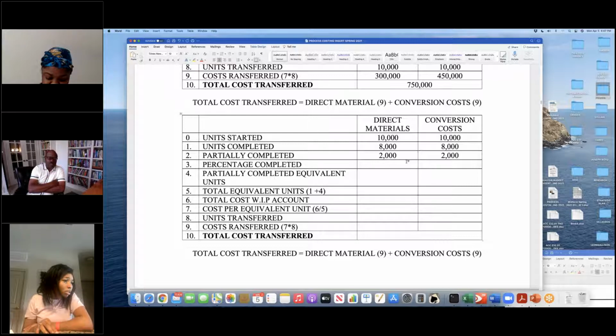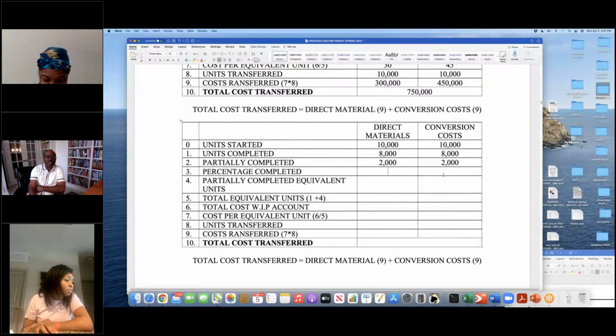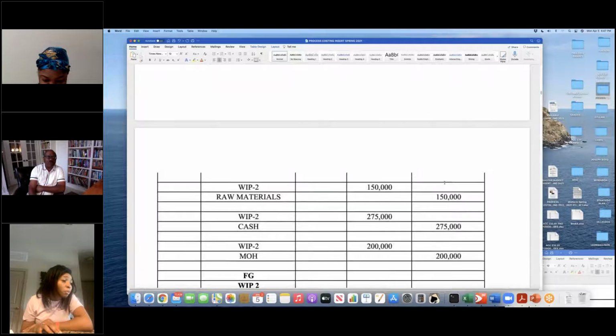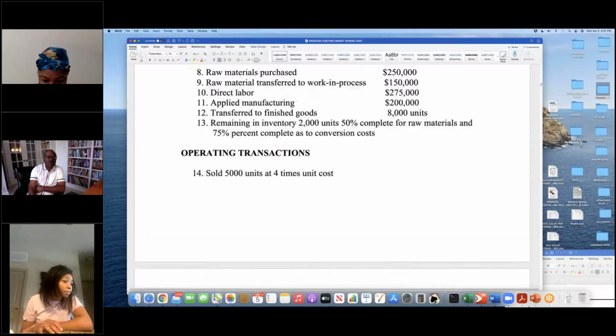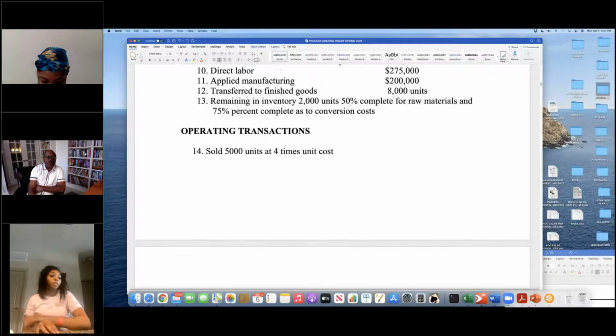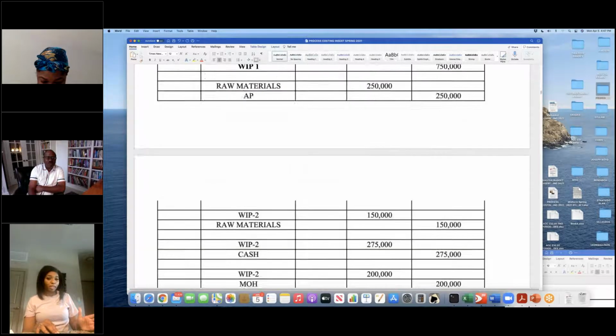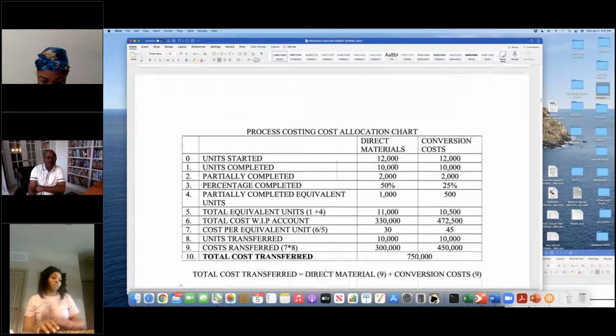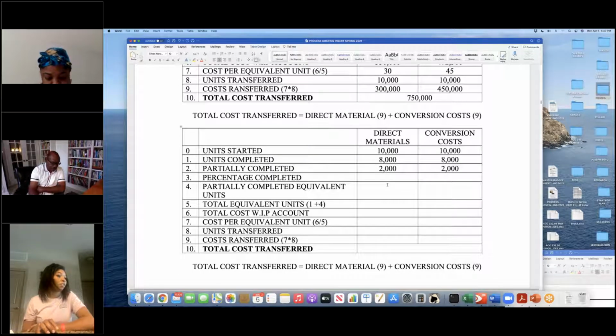Now what's our percentage complete? I think it was 70. Let me go back up. Wait, it's still 50%. Gotta read what it says. Okay, wait. Remaining inventory 2,000 units, 50% complete for raw material and 75% complete for conversion. Well, we're only doing this side, so it will still be 50%, correct? Correct. I know for the other side it's going to be 75. Oh, okay.